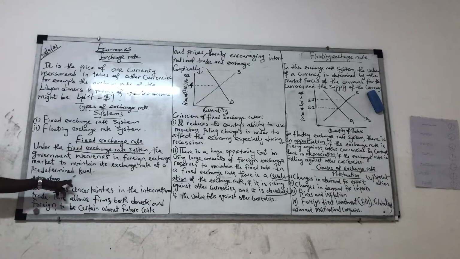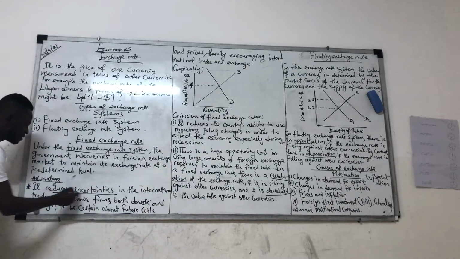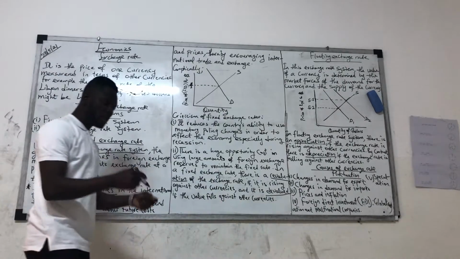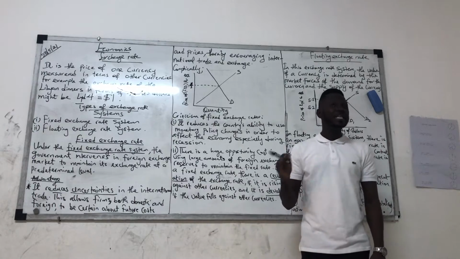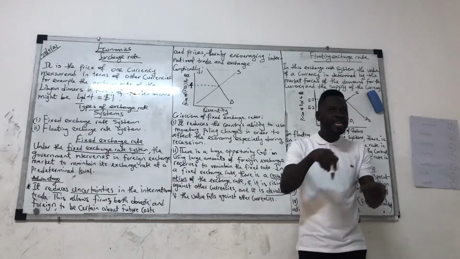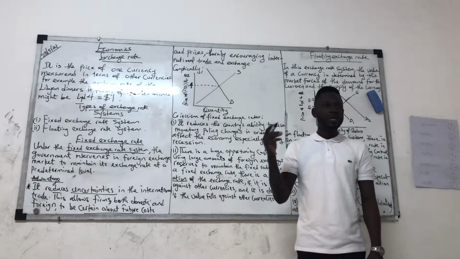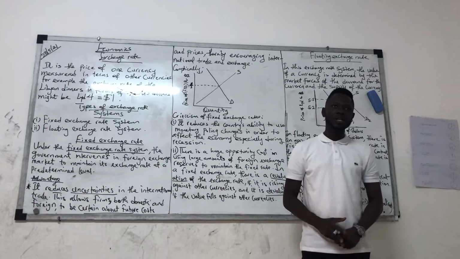So let's see what I said here. What are the advantages of having a fixed exchange rate? When the country uses a fixed exchange rate, what is the advantage? They say it reduces uncertainties in international trade. What is international trade? Trade between countries. And there's internal trade, the trade within a country. A trade within a country is internal. A trade between countries is international. Do you understand the difference here?